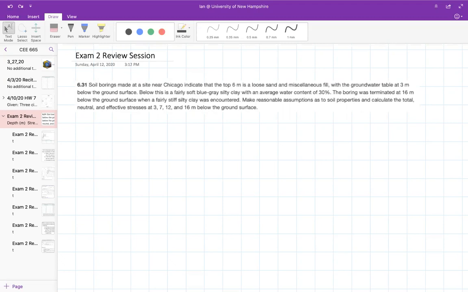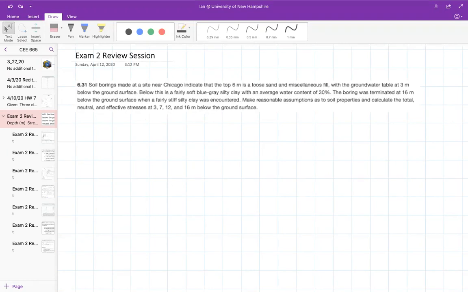So 6.31: soil borings made at a site near Chicago indicate that the top 6 meters is a loose sand and miscellaneous fill, with the groundwater table at 3 meters below the ground surface. Below this is a fairly soft blue-gray silty clay with an average water content of 30%. The boring was terminated at 16 meters below the ground surface when a fairly stiff clay was encountered. We need to make reasonable assumptions as to the soil properties and calculate the total, neutral, and effective stresses at 3, 7, 12, and 16 meters below the ground surface.